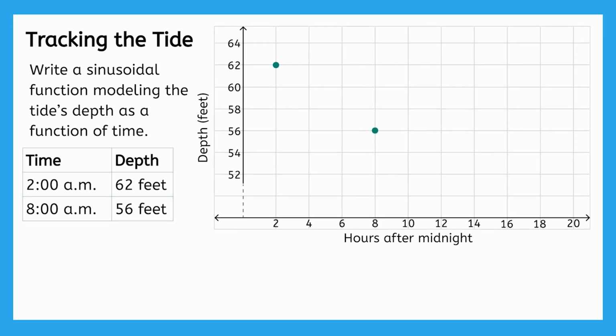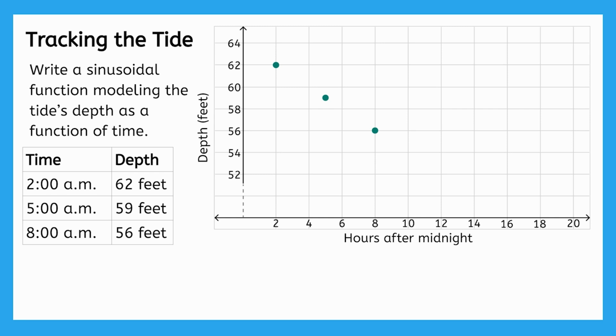We'll also need to know where the midline is in order to graph our 5 points. Try doing some mental math. What would be the time and the water's depth at the point between the maximum and minimum? At 5 a.m., the tide reached its midpoint of 59 feet. Let's take stock of what we've done so far.